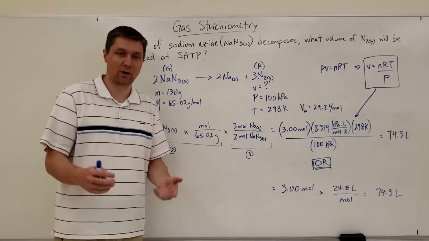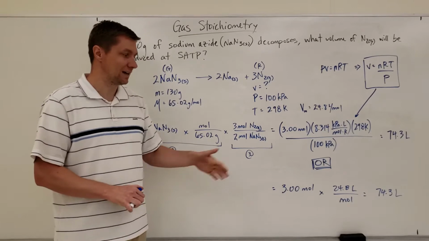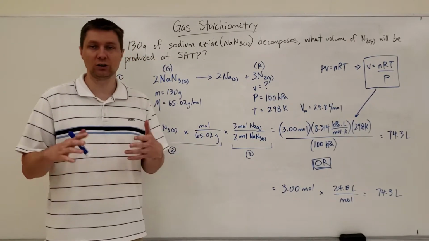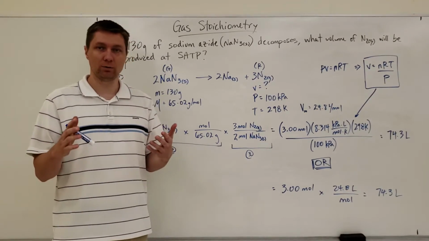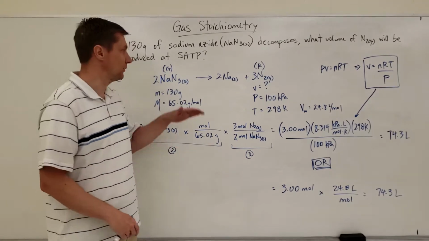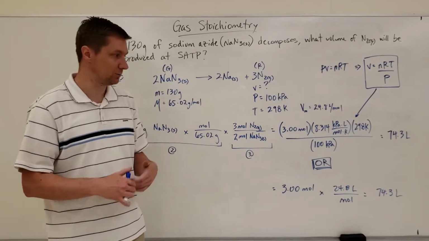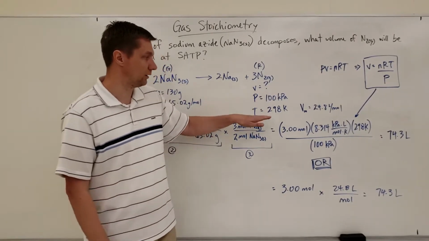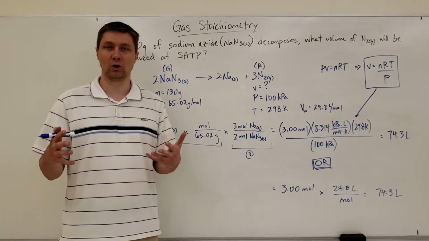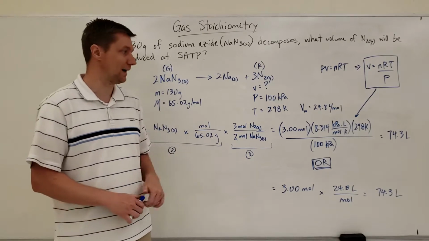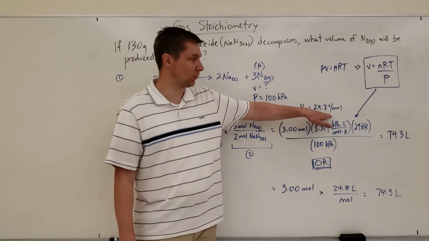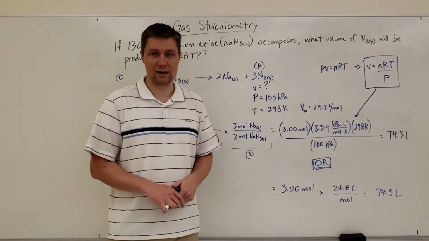Now, for this particular problem, it actually turns out that this last step can be done in a slightly different way if you would like. This is only doable, though, for problems where they tell you the conditions are at STP or SATP. For this one, it says it's at SATP, which means that not only do I have 100 kilopascals and 298 Kelvin, but I also know what the molar volume is of ideal gases at those conditions. And the molar volume is 24.8 liters per mole at SATP.